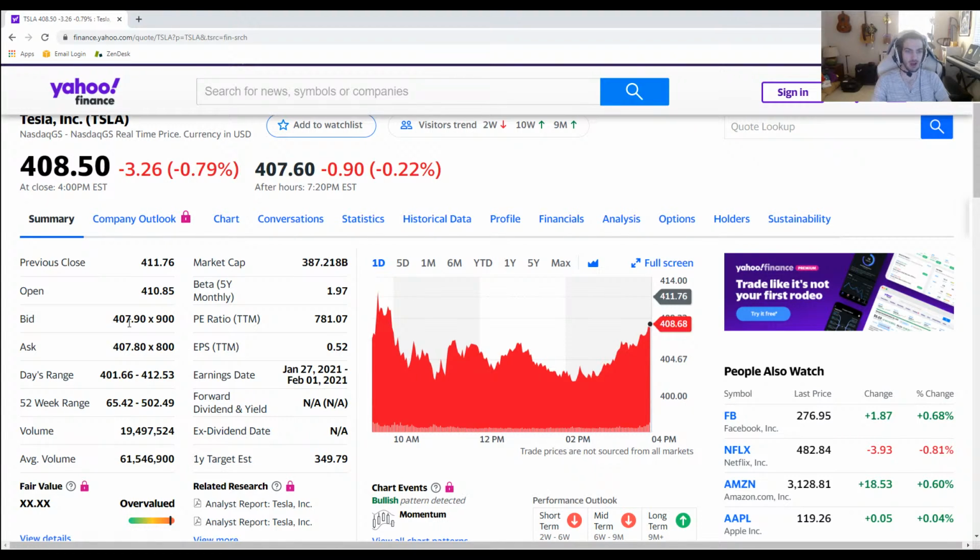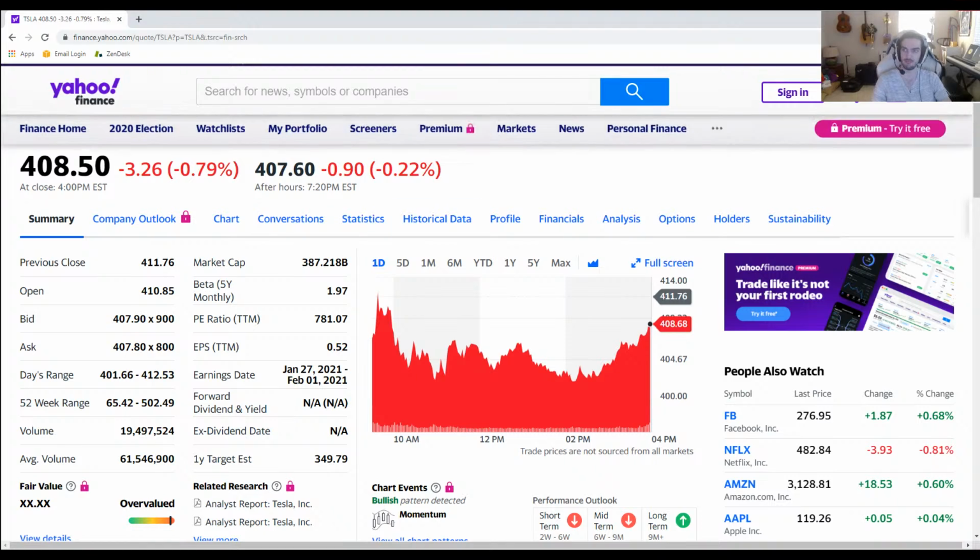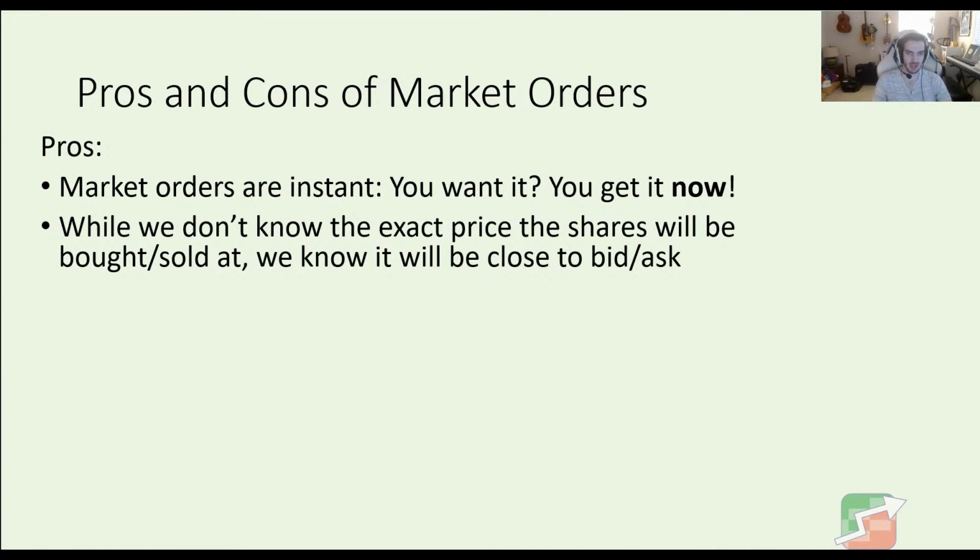So you would buy at $408, or $407.80, or sorry, $407.90, and you would sell at $407.80. So the margin is now 10 cents instead of 5 that it was at this morning. So again, while we don't know the exact price, we can find it. And we know that whatever that price is will be pretty close to the bid or asking price.